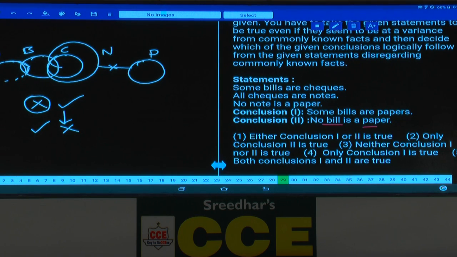Then what is your answer here? If the first conclusion follows, the second will be false. And if the second is true, the first will be false. Hence between these two only one must follow. Hence it is either one or two, choice one.